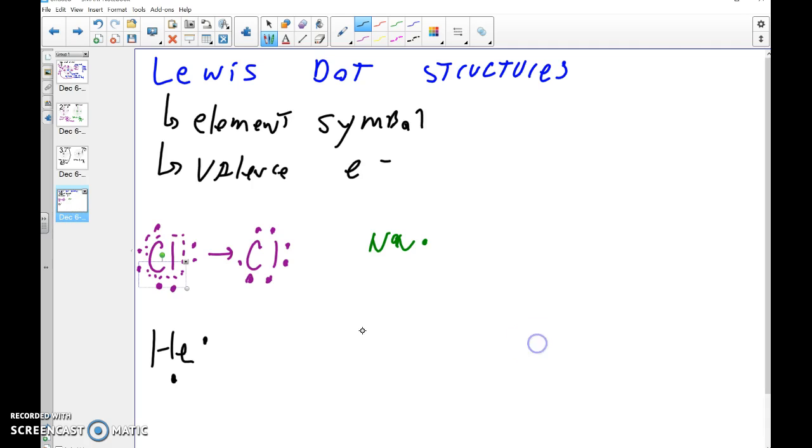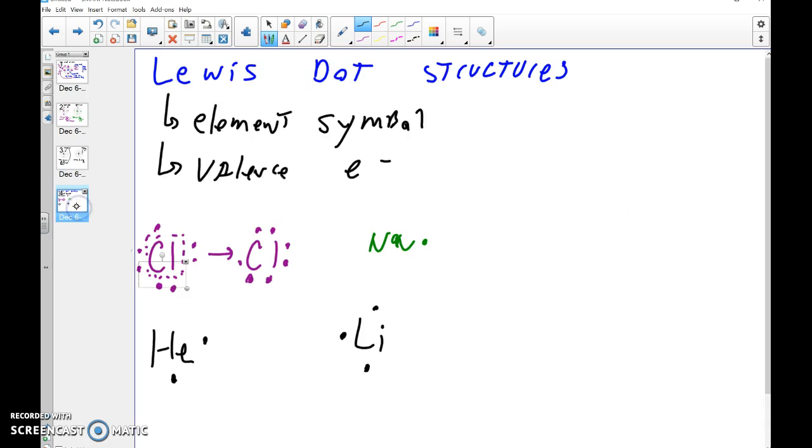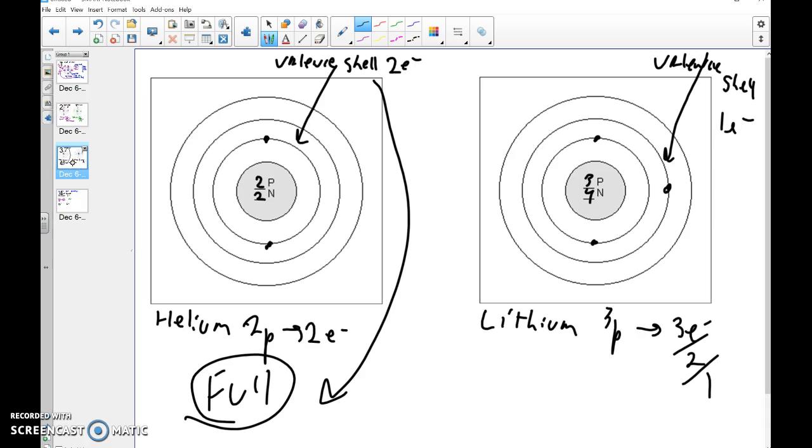Then I also had lithium, so I would write the symbol for lithium, and then I would do 1, 2, 3. That's not right. I don't do that. For lithium, see, this is the mistake I don't want you to make when you do Lewis dot structures. I just wrote lithium and drew all 3 electrons. You don't do that. All you do is draw the valence electrons. So lithium actually only gets 1. Take a look over here.